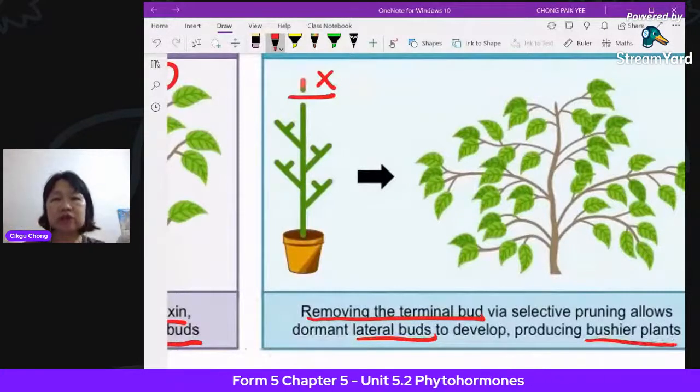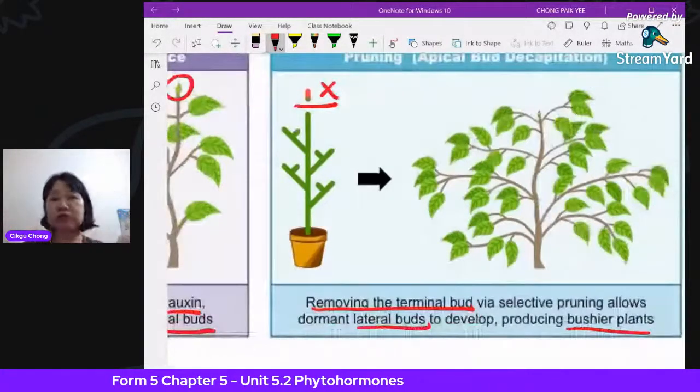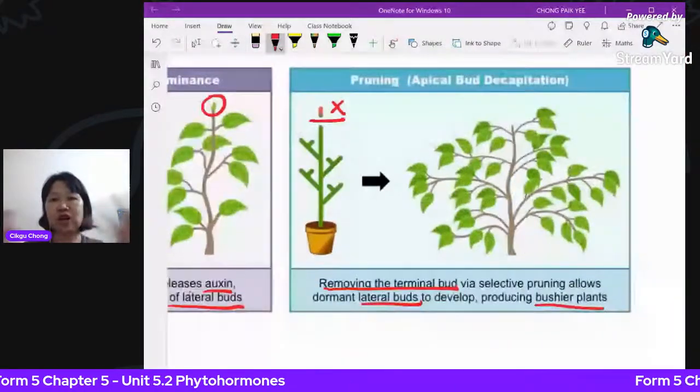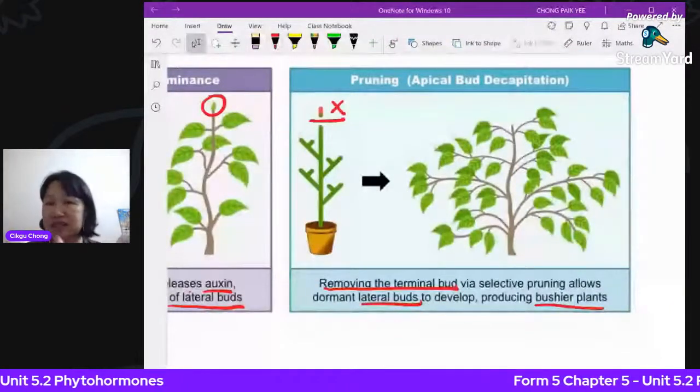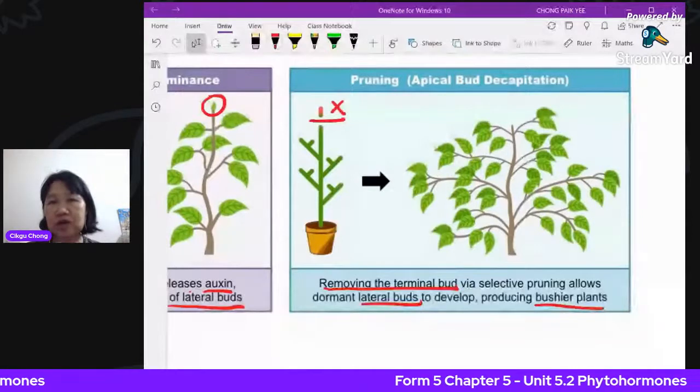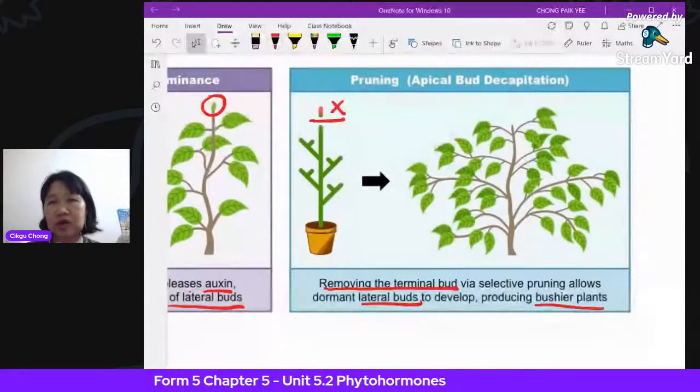So if you want your trees to look very voluminous, with a lot of leaves, what do the gardeners normally do? From time to time, they trim the top. We call it pruning.